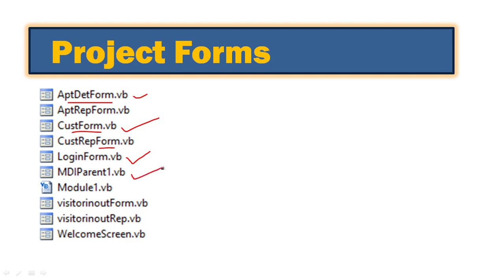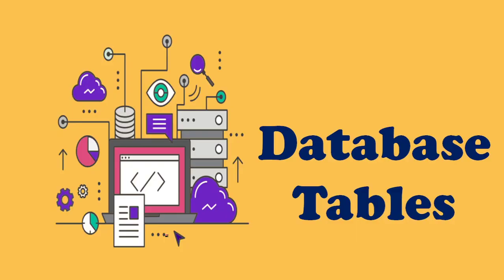MDI form is mainly to navigate between the forms. Module is to declare global variables, functions and procedures. Visitor in-out form, where we can record both. When they come in, we register what time they came in; when they go out, what time they went out. And this is the corresponding report, which shows overall in and out during a particular period. Welcome screen is the first screen to show the project title. These are the forms used in this project.